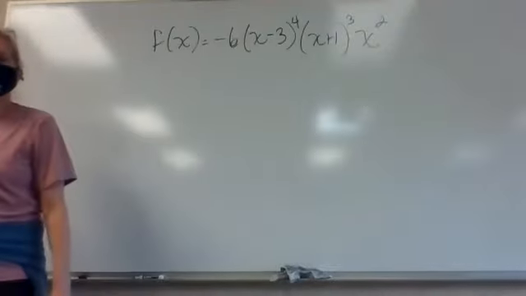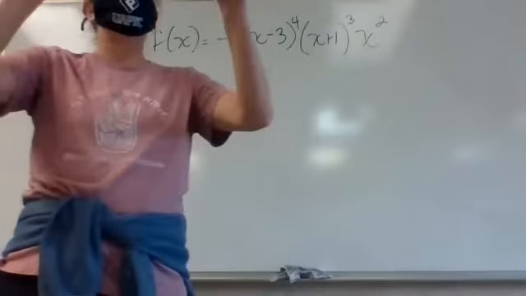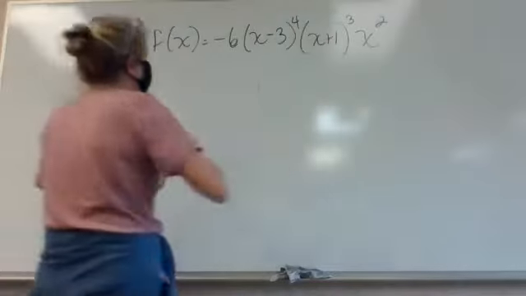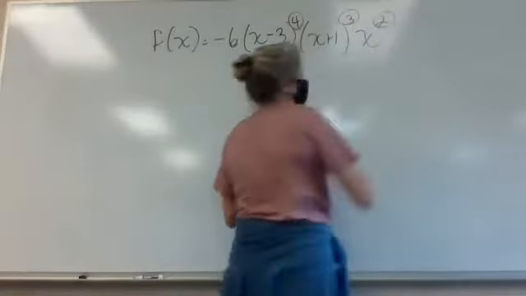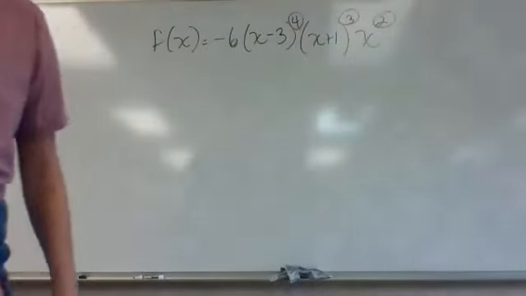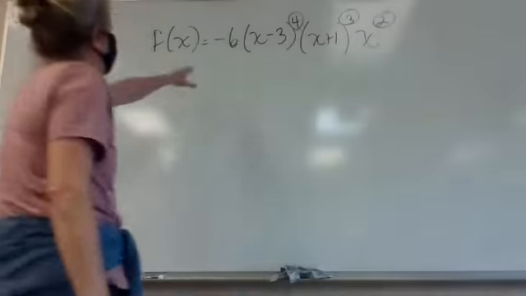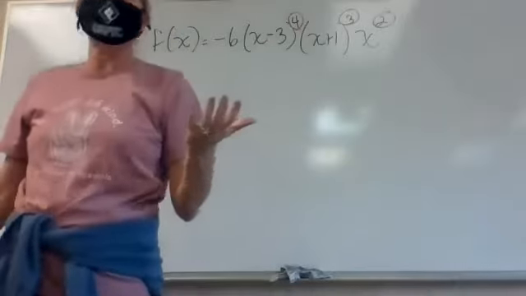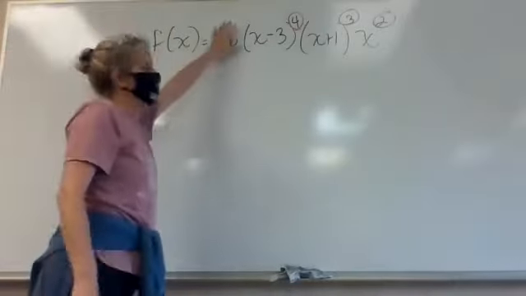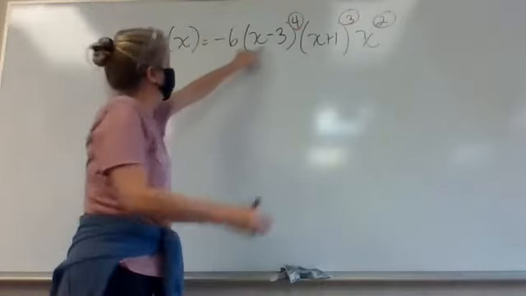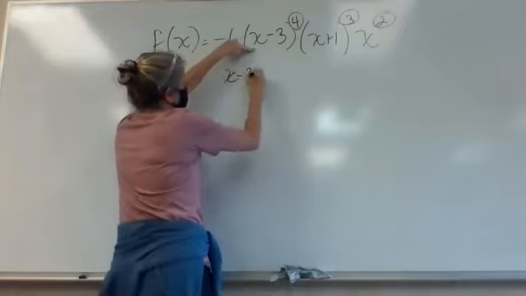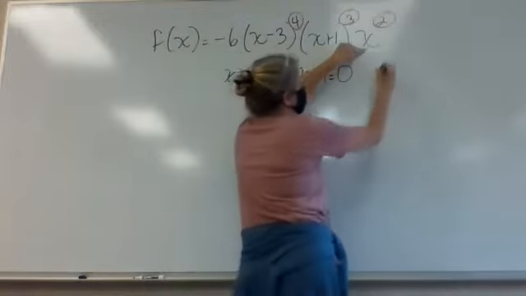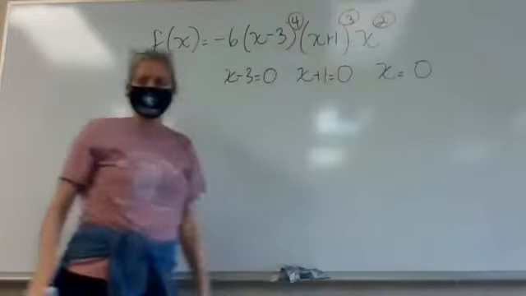So again, your zeros or your x-intercepts come from any factors that have an x. We're not worried about that one. Those are the multiplicities, right? So each factor that has an x, which means I don't do anything with this, right? It doesn't have an x. So if I set this equal to 0 and tried to solve it for x, I would be stuck, right? There is no x. So that's why it doesn't make an x-intercept. But this one does. So x minus 3, set it equal to 0, x plus 1, set it equal to 0, and this one's just x, set it equal to 0.